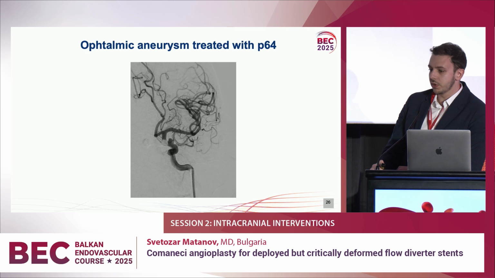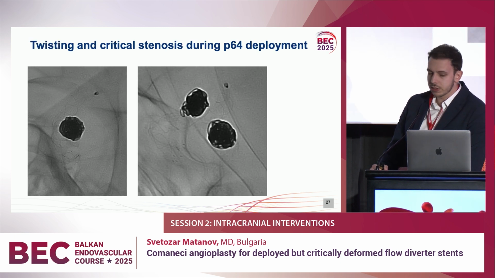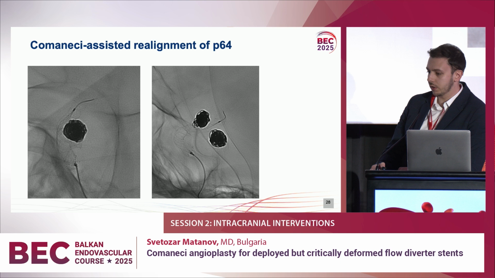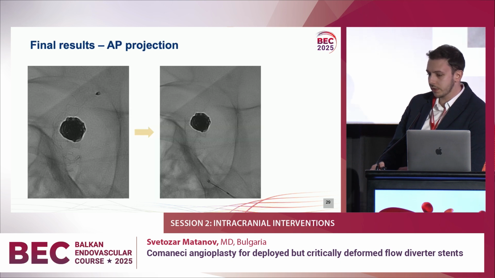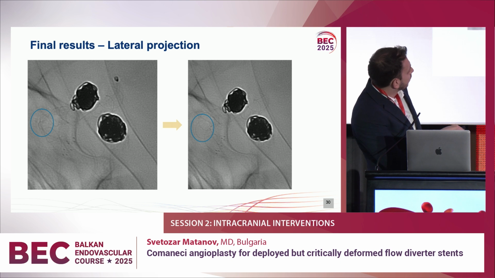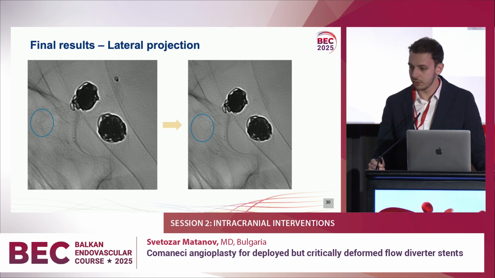Another patient with an ophthalmic aneurysm. You know that this aneurysm is kind of difficult if you're not using sophisticated imaging to decide if there is some twisting or some stenosis of the stent, but I'll show you that in this case, this is the diameter of the stent on the lateral, almost significant stenosis of the stent. What we did was pass a Comaneci 21 in this case, and I'll show you the final result. I hope you see on this image almost complete or full expansion, as we can appreciate on the fluoroscopic image.